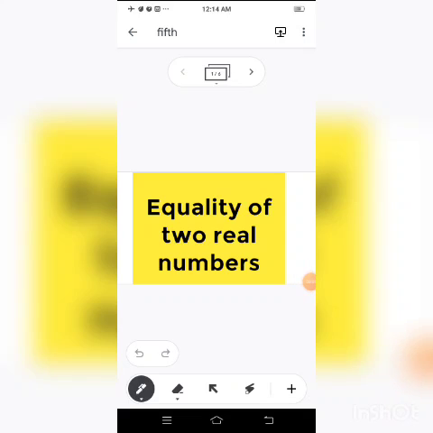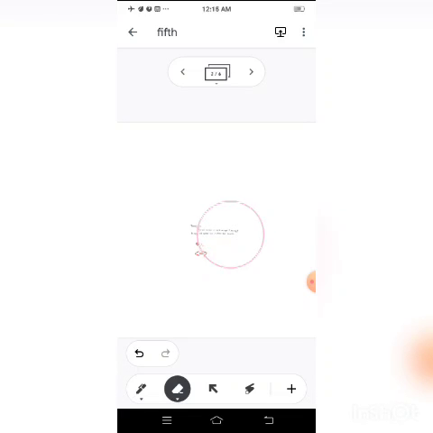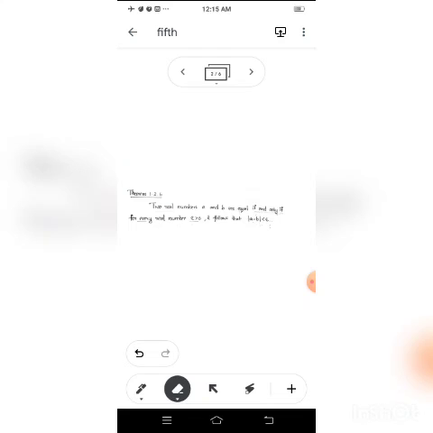In this video, we discuss the equality of two real numbers. It will be proved by the following theorem. The theorem states that two real numbers a and b are equal if and only if for every epsilon greater than 0 it follows that modulus of a minus b is less than epsilon.